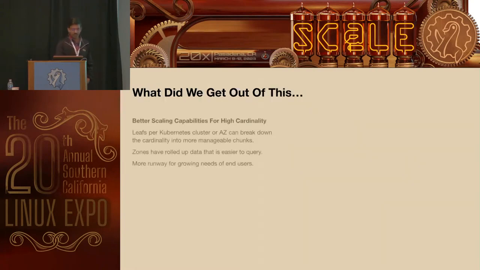So what did we get out of all of this? The first and most important one was that we are able to scale to much higher cardinality requirements. So right now, we run just the zone and the root, because we don't feel the need to add that complexity in right now. But we also have the capability now to say that, okay, if there is an absurdly large use case that is there, we can always create leaves for that use case.